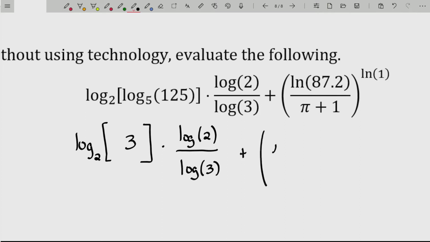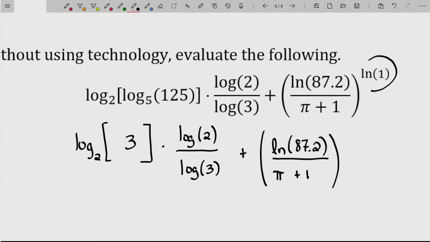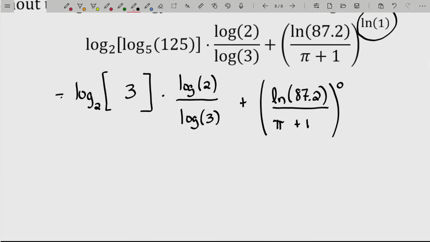And also, you don't happen to know the natural log of 87.2 offhand. If you do, that's pretty awesome. You also probably don't know 1,000 digits of pi plus 1 offhand. If you do, that's weird. But you do know the natural log of 1. The natural log of 1 is 0. And any non-zero number raised to the 0th power, well, that's just going to be 1.